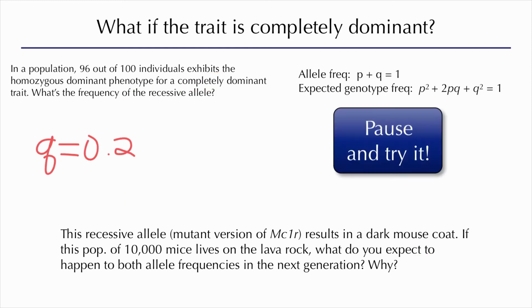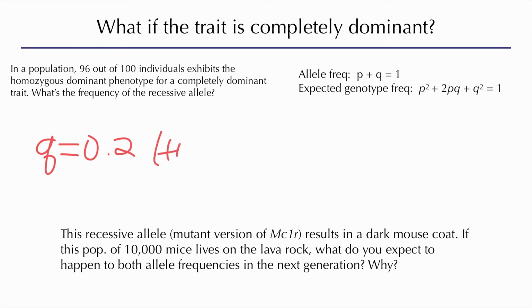Now my question is, if this recessive allele is the mutant version of MC1R, remember that's the one in the rock pocket mice, and it results in a dark mouse coat color. If the population of 10,000 mice lives on the lava rock, what do you expect to happen to both allele frequencies in the next generation? So this is the frequency of little a, which is the mutant version, and it's going to result in dark fur.